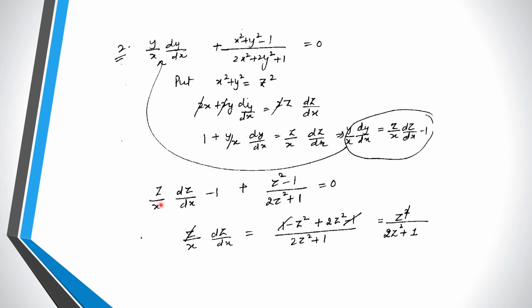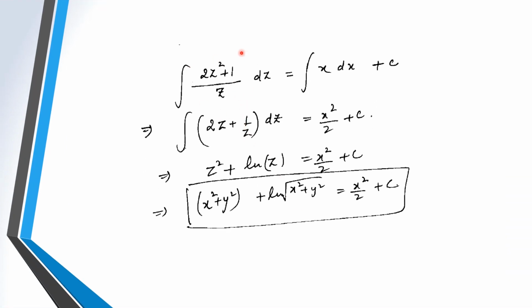So now your new equation is this one in terms of z and x. Now you can take these terms to the other side. Simplify this one. You will have this thing. Now just see, it is a function of z alone. Here you are having a function of x alone. Now you can separate the variables.